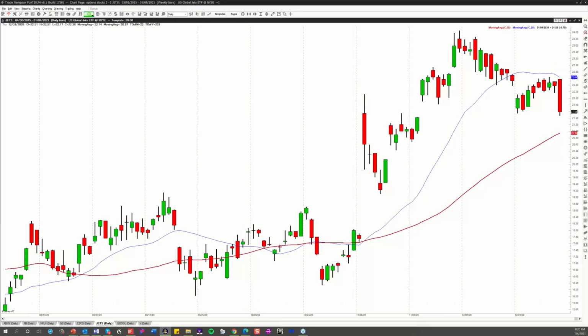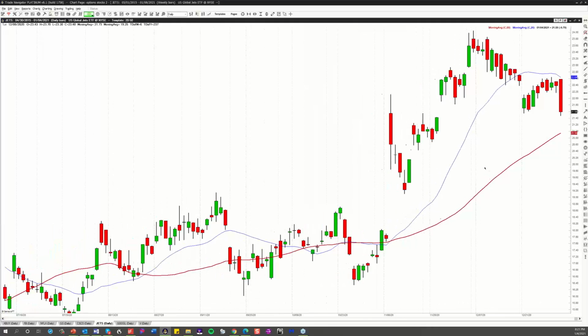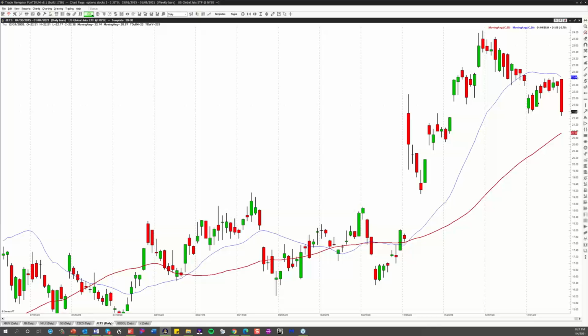Oops, I'm trying to encircle this. Notice the slope of the 20-day. It's sloping down. So although the long-term trend is up, it mitigates some of the bullishness, some of the long-term positive aspect, because the slope is down. But long-term trend is still up. Short-term trend is down.